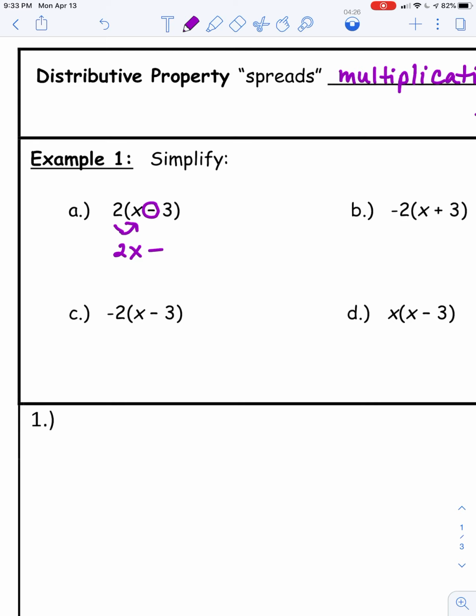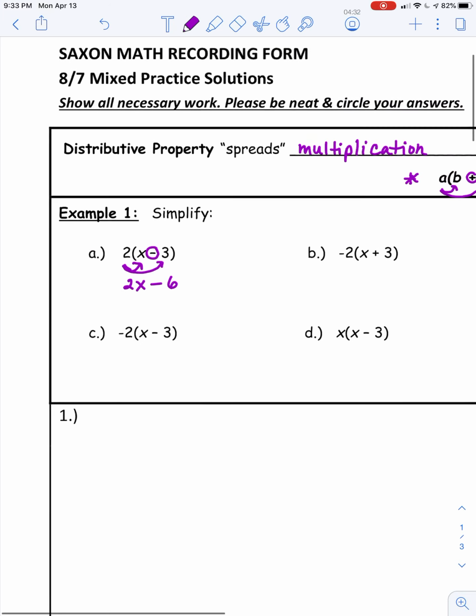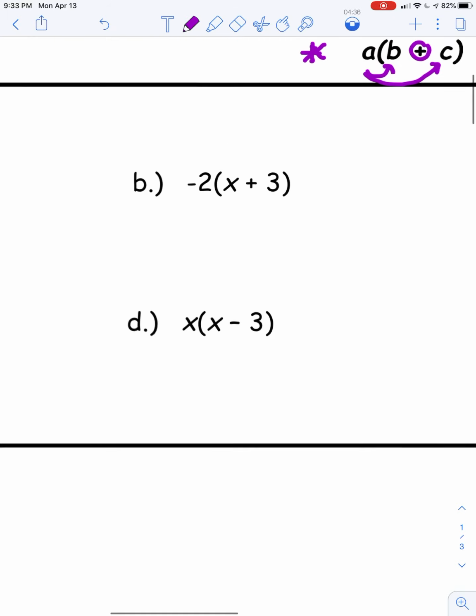This one is a minus sign. 2 times 3, which is 6. That's the first one. Letter B. Now we have a negative 2 out here times x. And this negative 2 times a positive 3. Remember, this sign is attached to that 3. You don't have to necessarily write that right there, but I just want to point that out to you.